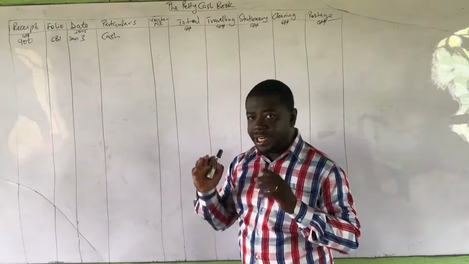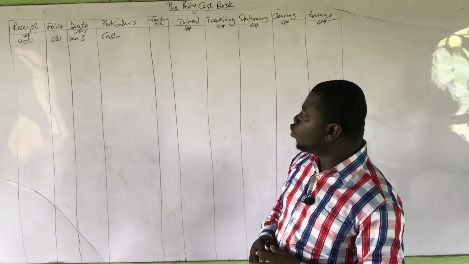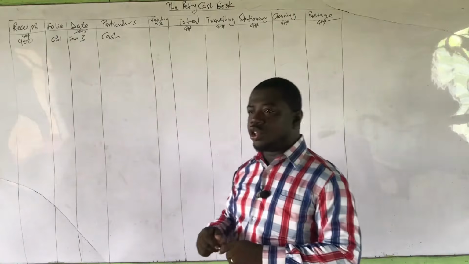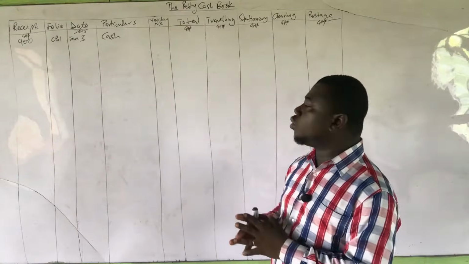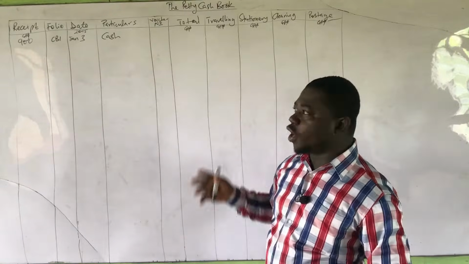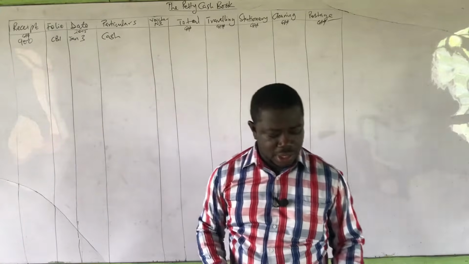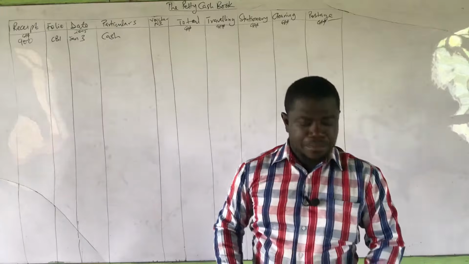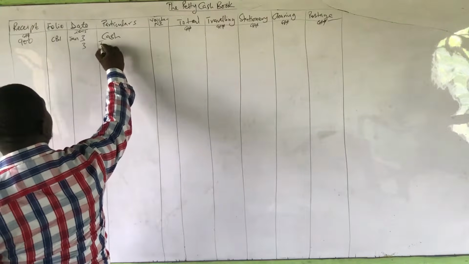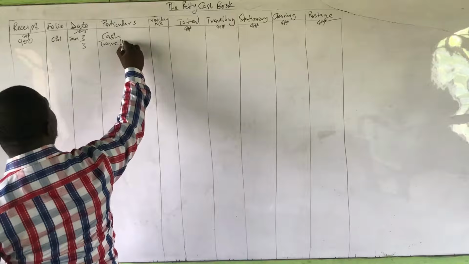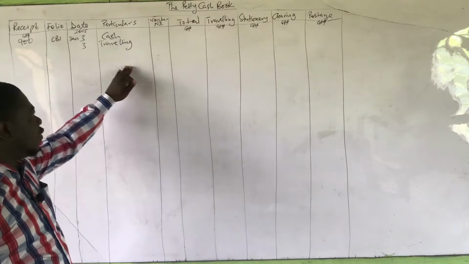Before you begin any petty cash solution, you have to first record the cash float that you have received as an imprest. So that is what we are going to do first. Then afterwards we can go on to the expenses or the expenditures. On January 3rd, traveling expenses paid 108 Ghana cedis. So on the same day, we made payment for traveling. So under particulars, we are going to write traveling.